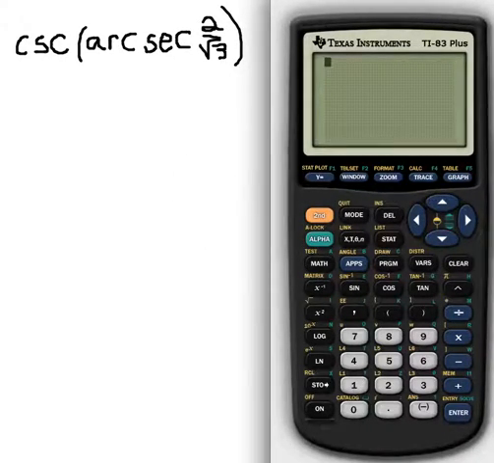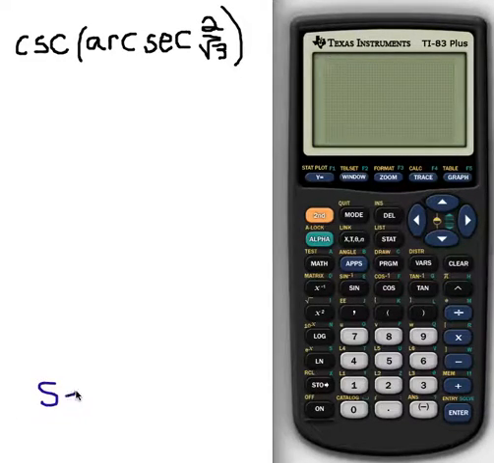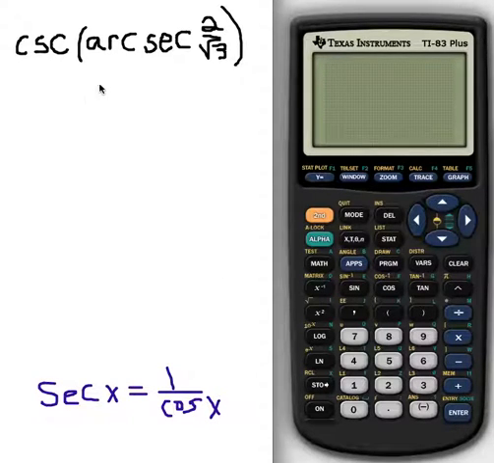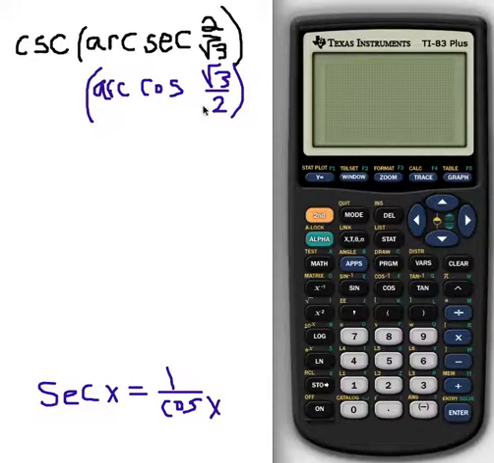We know that secant of an angle is the same as 1 over cosine. So if we can change the arcsecant to arccosine, since cosine and secant are reciprocals, I must then also take the reciprocal of 2 over root 3 and make it root 3 over 2. So that's what I'm going to enter into my calculator.